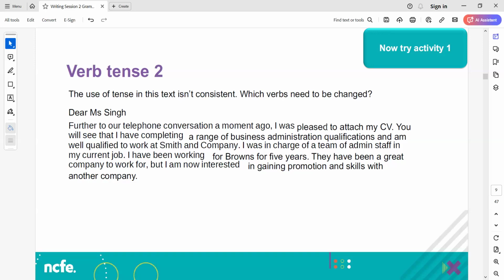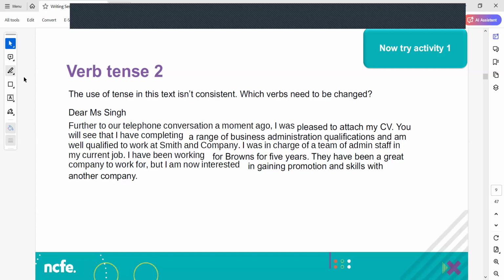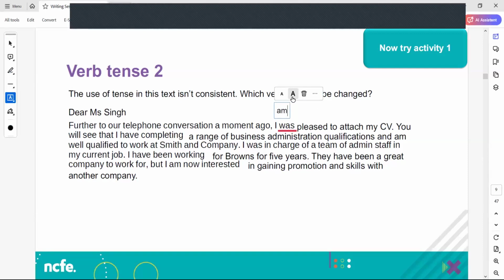So he is attaching his CV now, so it shouldn't be I was. He didn't attach his CV to a letter or email yesterday. He's doing it now. So that was should be am. So just underline it. So this should be am. So I am pleased to attach my CV.